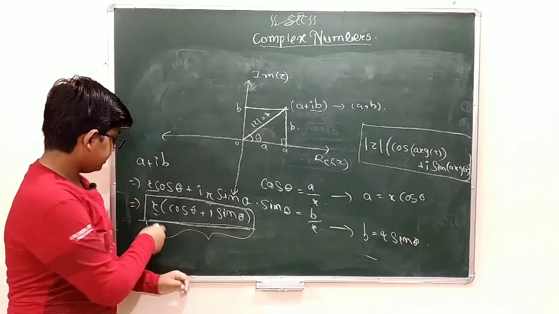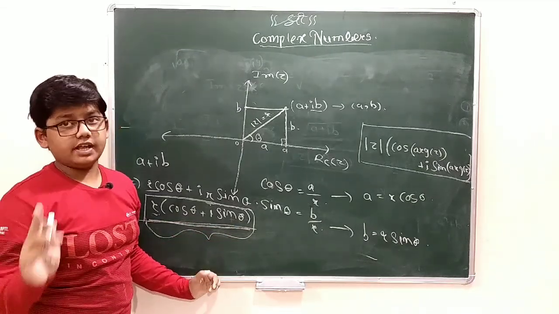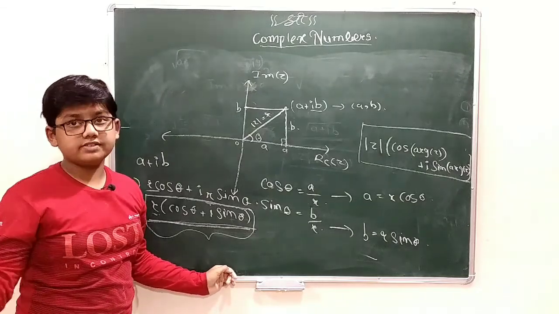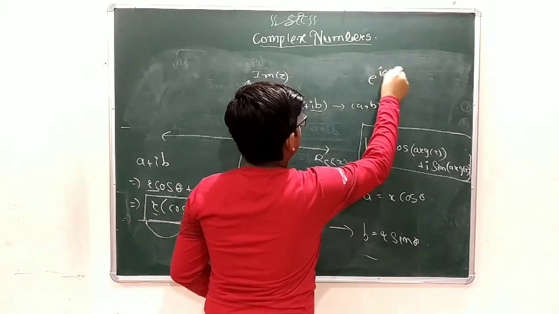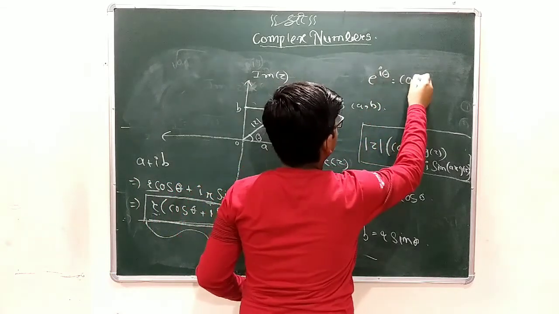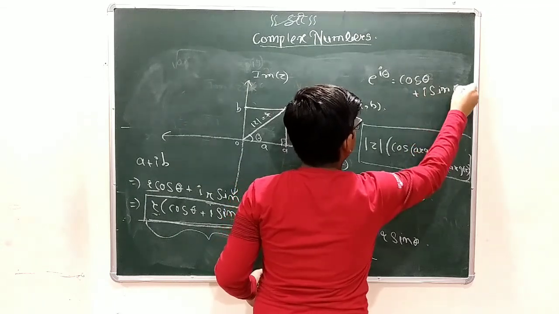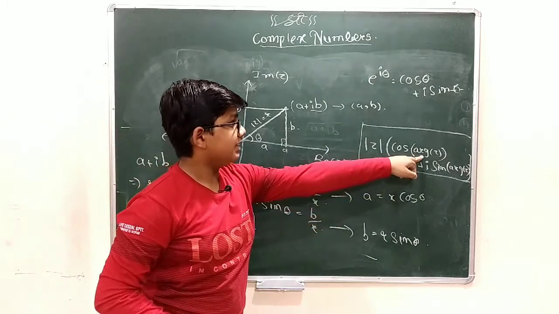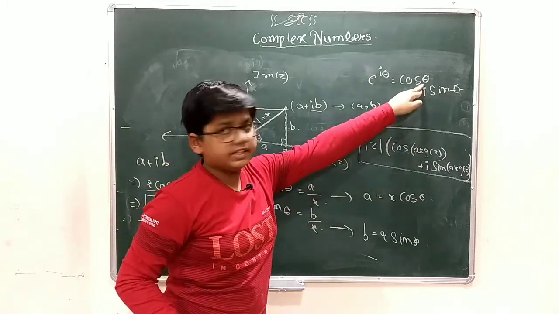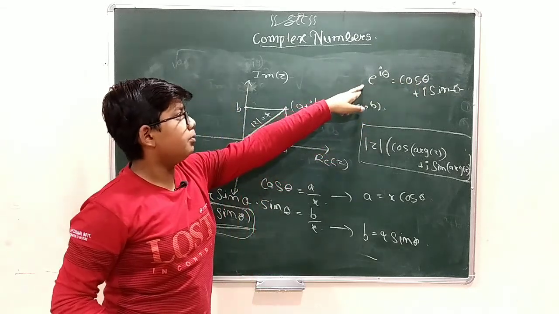But how? We can see that this is r into cos theta plus i sin theta. We can't simplify it directly. But there was a scientist known as Euler. It is also known as Euler's identity. That is e to the power i theta is equal to cos theta plus i sin theta. This is the same polar form, but instead of the angle theta, that is the argument of z, here it is theta, that is the argument. Now we multiply it with the modulus.